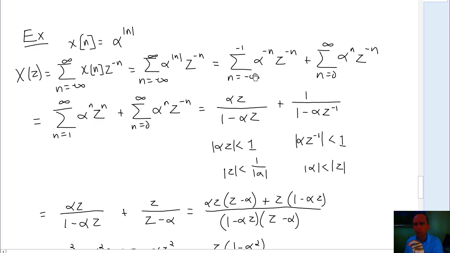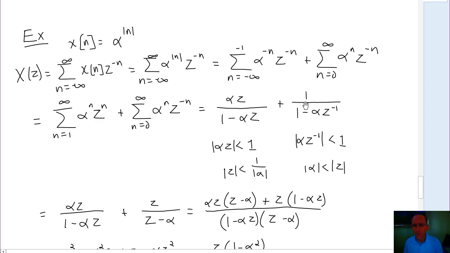Now, if this summation converges, it doesn't matter what order we do the summation. So I can invert the order of the summation and it's going to give me the same result. Now this first summation that goes from 1 to infinity of alpha n z to the n, of course, is going to be this, alpha z over 1 minus alpha z. And the second summation is going to give us this second term here, as we had done before.